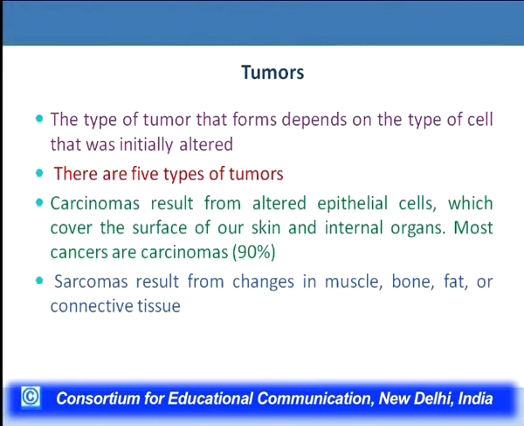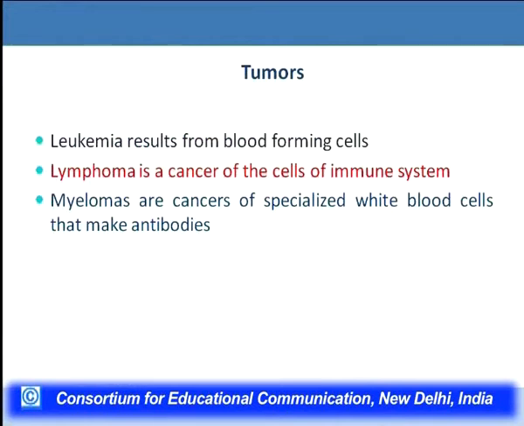These epithelial cells cover our skin and a large number of internal organs, and whenever there is a change in their structure, whenever there is mutation in these cells, it can lead to formation of carcinomas. Then there are sarcomas. Sarcomas are other types of tumors which result whenever there is mutation in muscle tissue, bone tissue, fat tissue, or connective tissue. So, carcinomas are tumors of epithelial cells, and sarcomas are tumors of bones, muscles, fats and connective tissue.